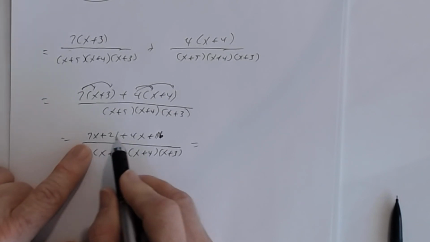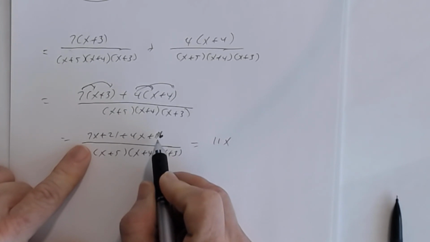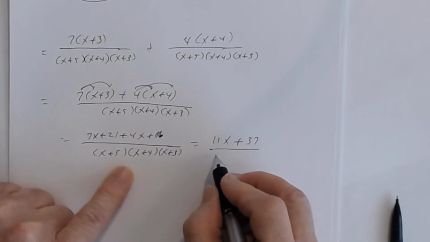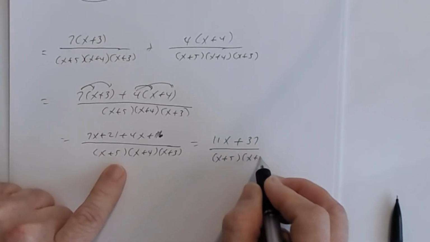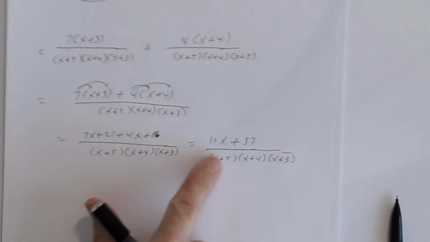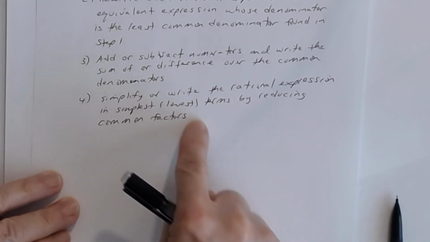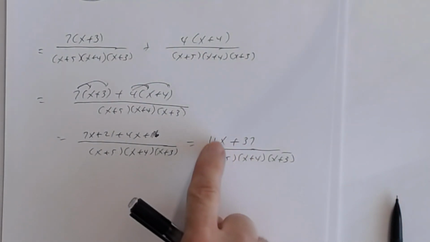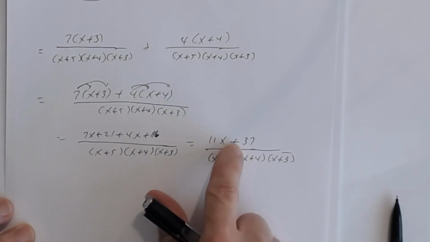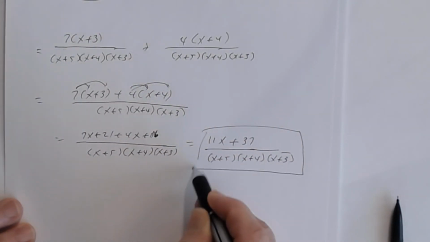Combining like terms, 7x plus 4x is 11x. 21 plus 16 is 37, divided by your LCD, your common denominator, x plus 5, x plus 4, x plus 3. So once you get, so all of this is step 3. Step 4, remember, is where you're going to simplify the rational expression. And remember, to simplify a rational expression, you factor both numerator and denominator. Well, remember, the denominator is always going to be already factored. It's the numerator you're just going to factor. But notice that the numerator, the GCF, is 1, so there's nothing else you can do.